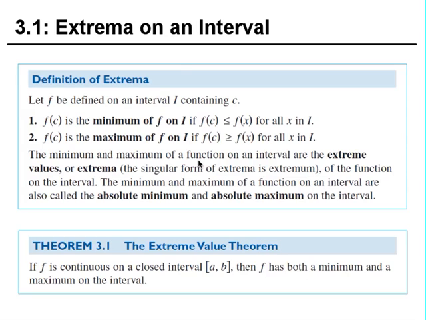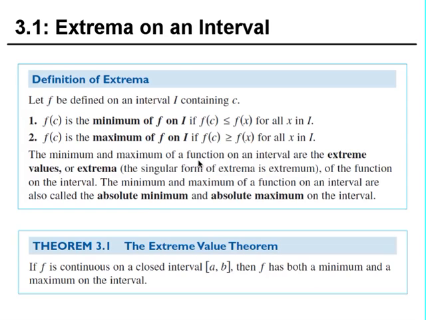Okay, let f be defined on an interval I containing c. Now that you're ultimately confused, it basically just means c is a point in the interval. It says f of c is the minimum of f if f of c, which is basically the value here, is less than all f of x. So minimum value means it's the lowest value. It's less than everything else.